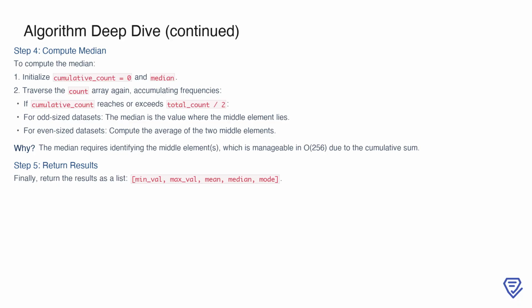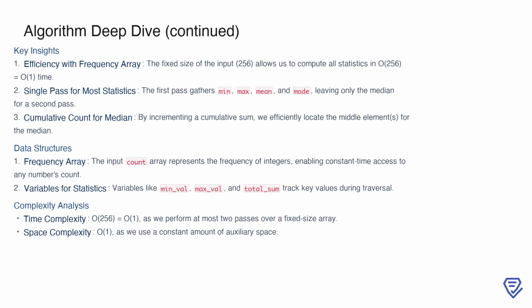Once the median is identified, we return all the computed statistics, min_val, max_val, mean, median, and mode, as the final result. This algorithm leverages the fixed size of the frequency array to achieve remarkable efficiency. Since the input array always has 256 elements, the time complexity is O(256), or simply O(1). Most statistics, min, max, mean, and mode, are gathered in a single pass, while the median computation requires a second pass. This two-pass approach ensures we only traverse the array twice, making it computationally inexpensive.